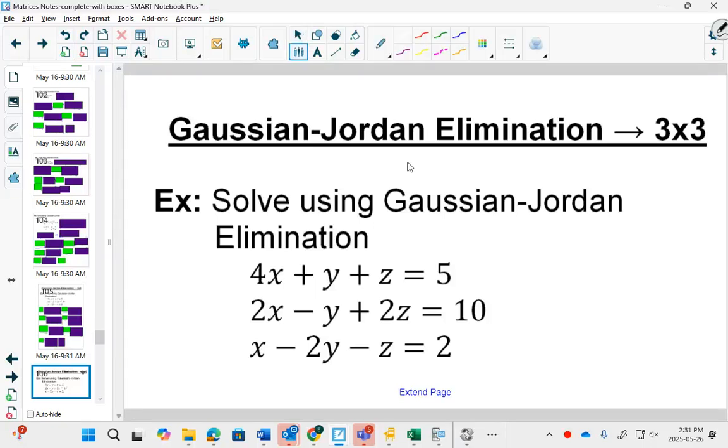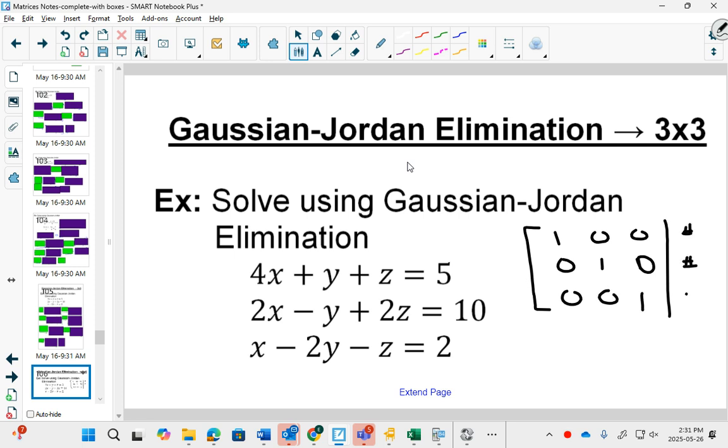So for Gauss-Jordan elimination, now we're going to get into the 3x3s, which end up being a 7-step process. This is your goal: to have a number here, a number here, a number here. If it looks like this, then it's really easy to see: x is this, y is this, z is this. And we did this before, but I'm going to show you the order again.